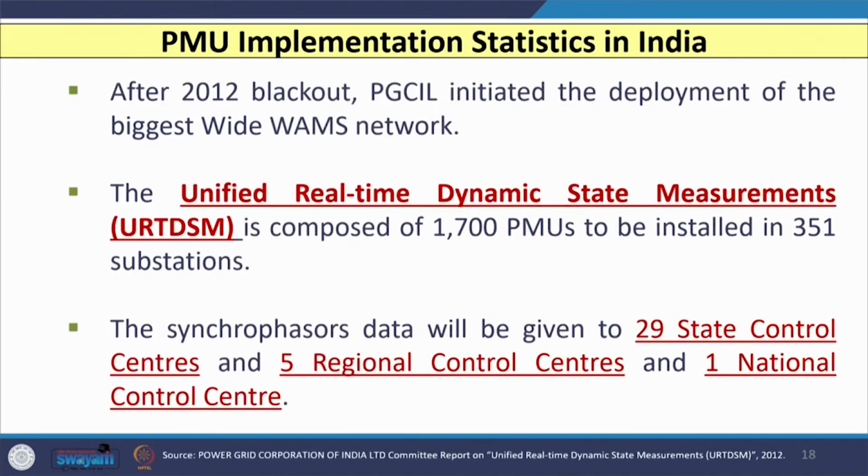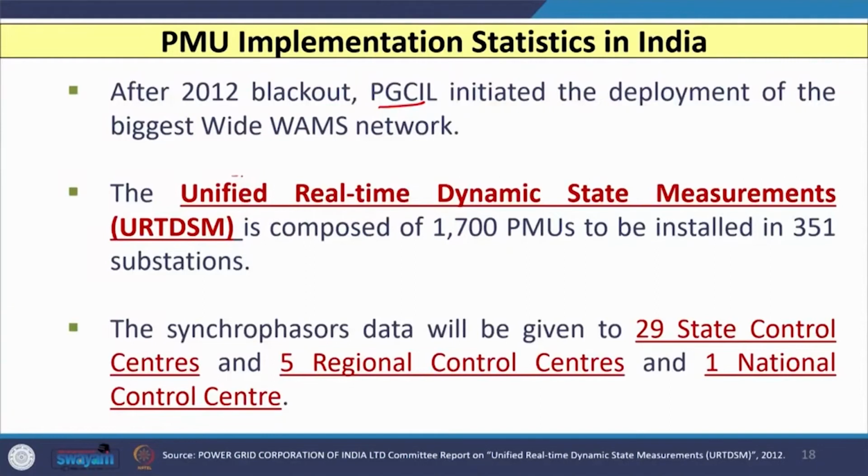Now, let us see what is the statistics of the implementation of PMUs in India. So, after the 2012 blackout, Power Grid Corporation of India Limited initiated a huge project for the deployment of the WAMS network in different regions of our country, and they have started a scheme that is known as URT-DSM. URT is for Unified Real Time and DSM is the Dynamic State Measurement Scheme.